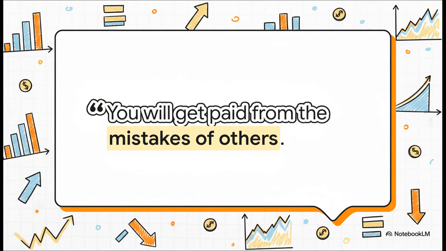This might sound a little harsh, but it's the absolute cold, hard truth of this game you're playing. Your profit and loss, your P&L, is a direct result of someone else on the other side of your trade being wrong. You get paid when other traders make a mistake, get trapped, or are forced to liquidate.